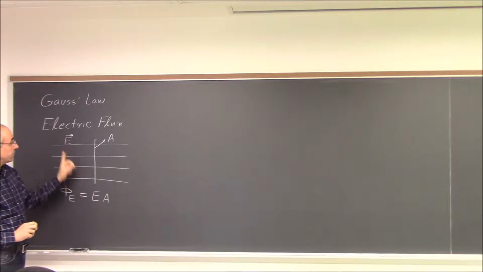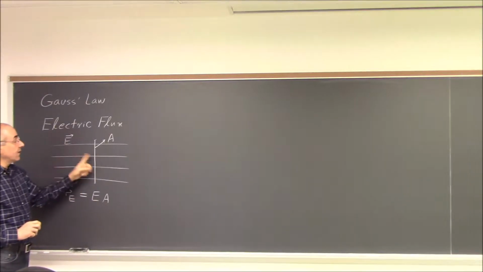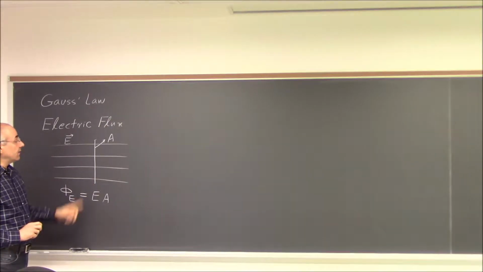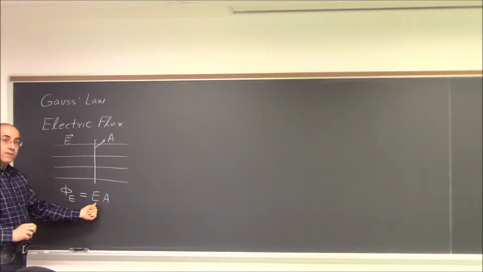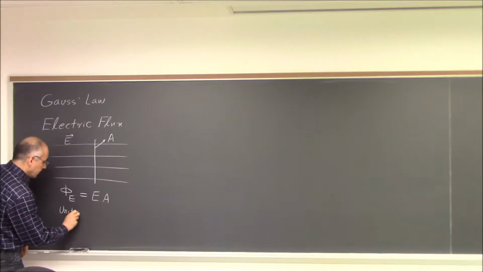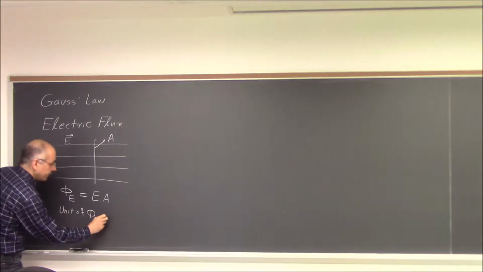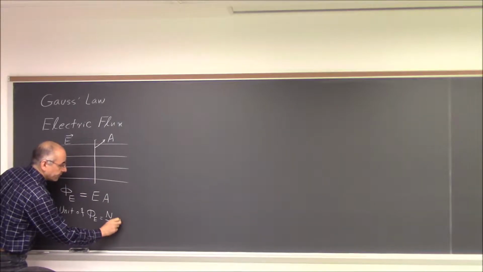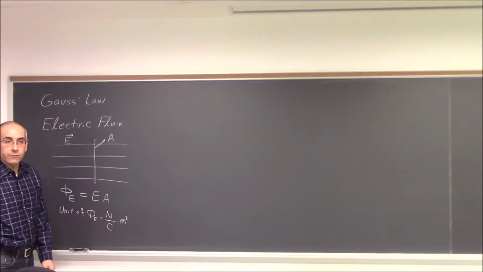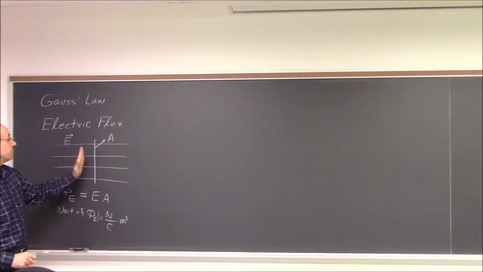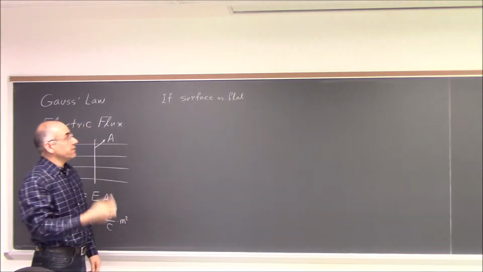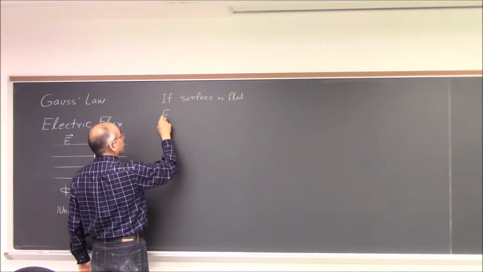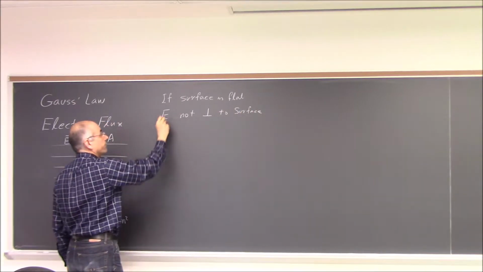In this case, we said the electric field is uniform and the surface is flat and perpendicular to the electric field. And then the unit of flux is the unit of electric field times unit of area, right? Newton per coulomb times meter squared, or Newton meter squared per coulomb. This is the unit. What if the surface is not perpendicular to electric field? The surface is flat, but it's not perpendicular to electric field. But E is still uniform.